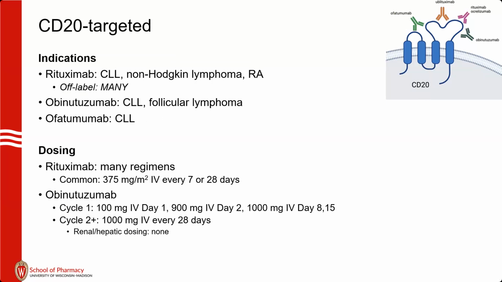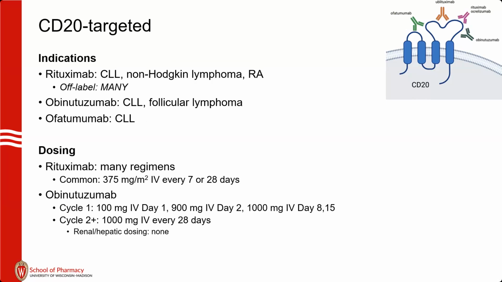Indications are here on the slide. As we know, rituximab and its colleagues have many off-label, non-FDA approved indications, though they are used in clinical practice in many different areas, not even just in hematology practice, a lot of rheumatologic procedures and things like that.